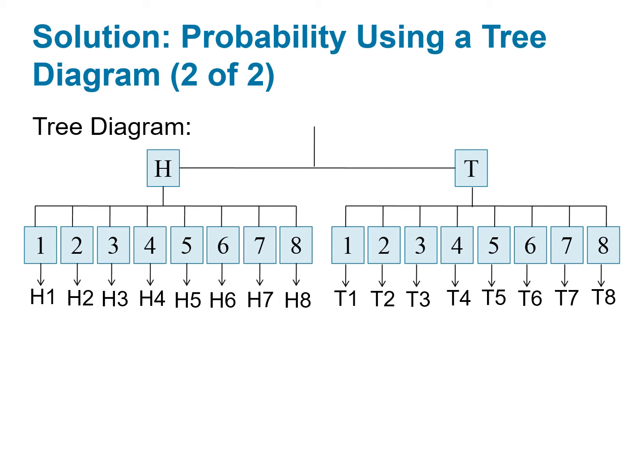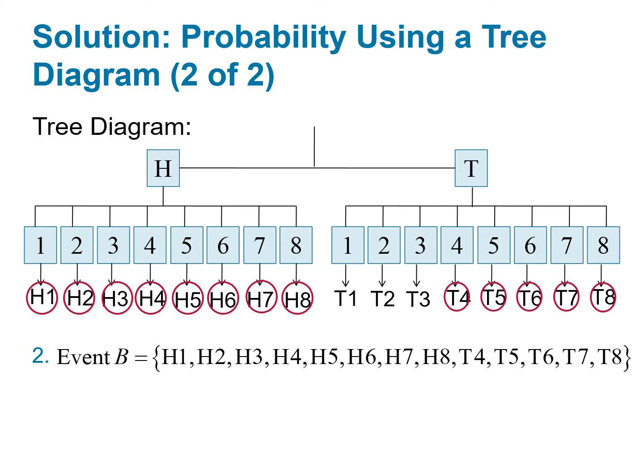All right, let's look at our second example. We're going to use that same tree diagram. Notice this tree diagram has the same exact 16 possible outcomes that we had before from tossing a coin and spinning that spinner. Now here we're looking for a heads or a number greater than 3.